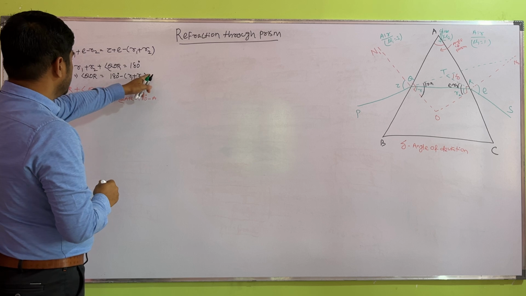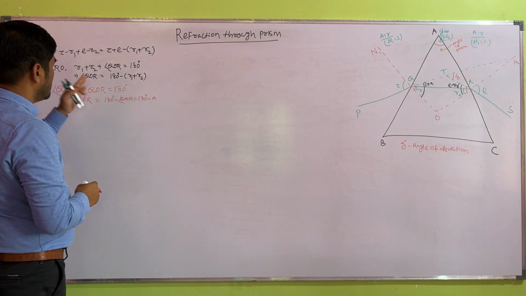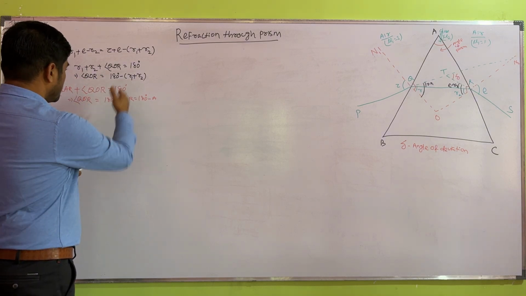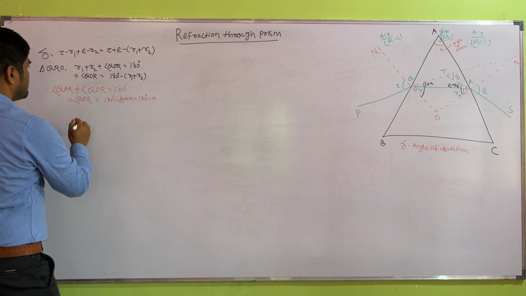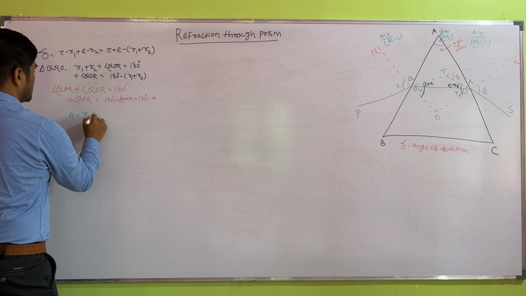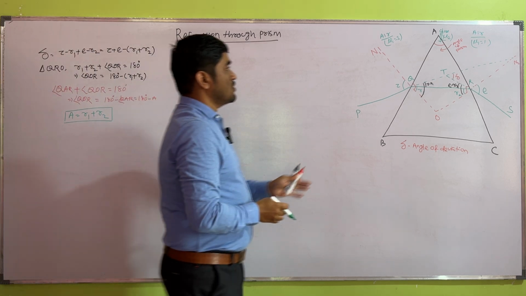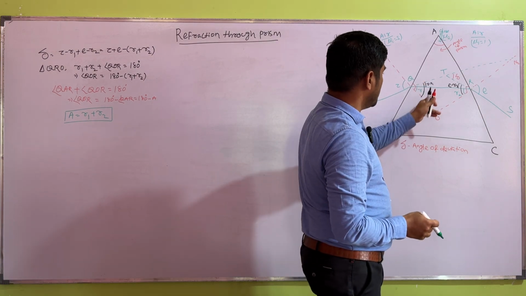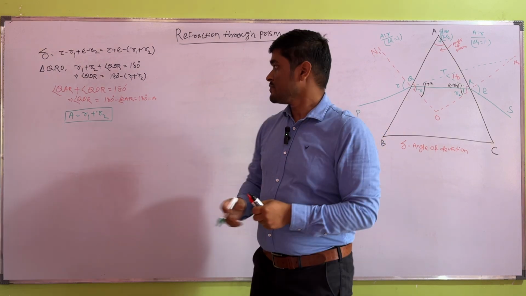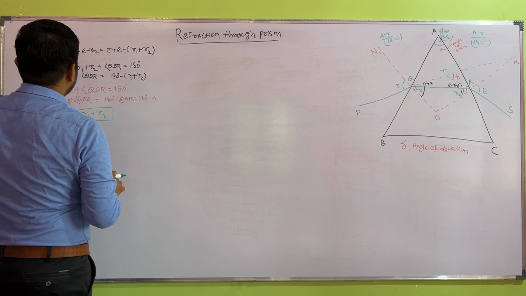So when you compare these two equations, the right hand sides are equal, so the left hand sides are equal. From these two equations you can write angle A is equal to R1 plus R2. That means the angle of prism is equal to the summation of angles R1 plus R2. Clear?